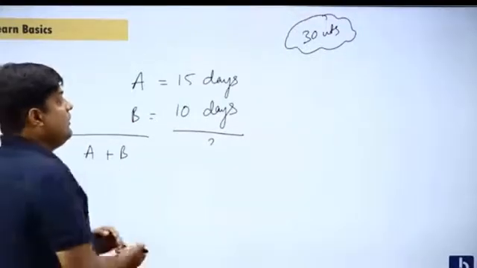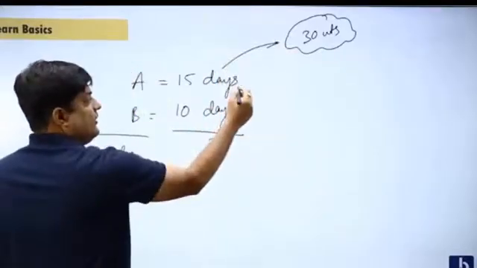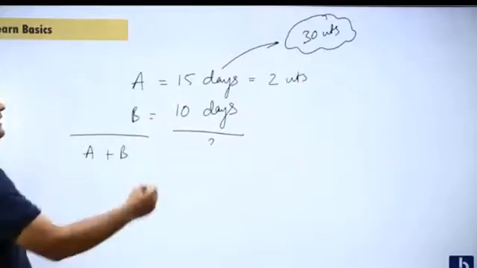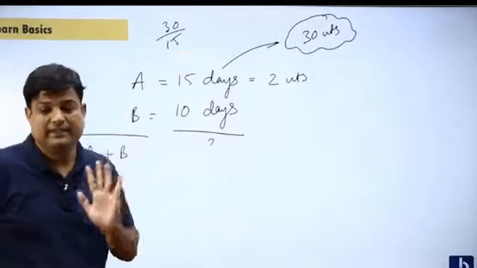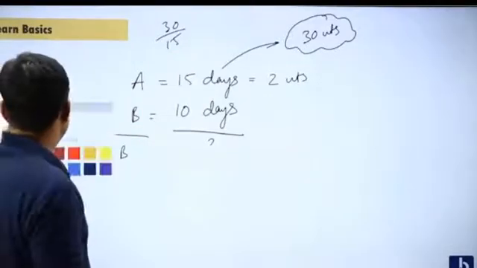Okay. Now, 30 units, 15 days. Daily 2 units. I believe you understood now, because 30 has to be divided by 15. Everybody, whether you are getting it or not, you are supposed to do it like this. Are you understanding, everybody? Yes or no? Now, let's try to move forward, everybody.